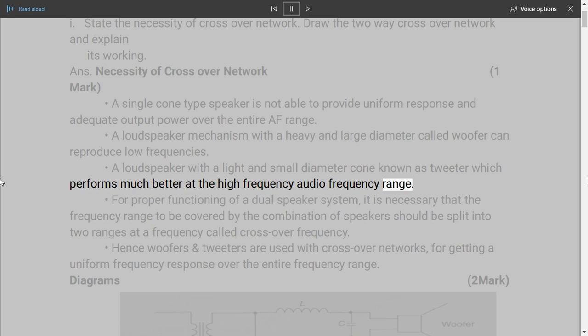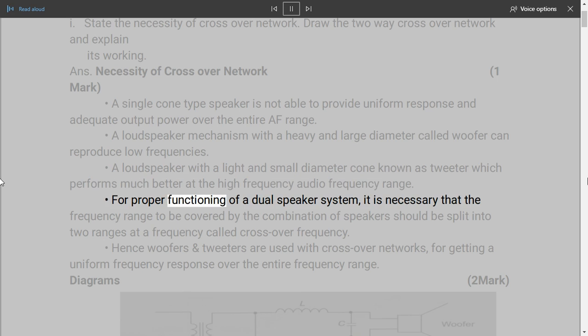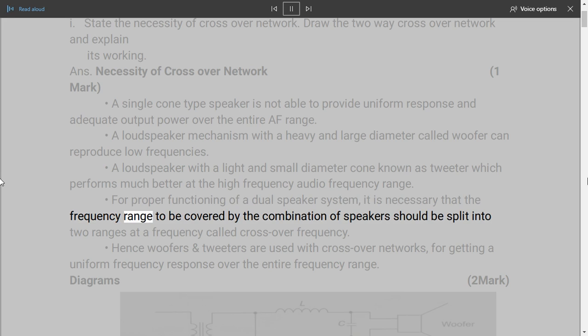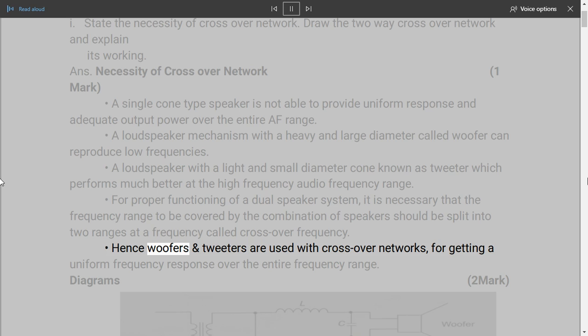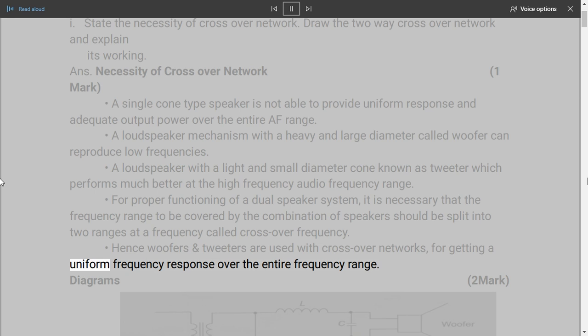frequency range. For proper functioning of a dual speaker system, it is necessary that the frequency range to be covered by the combination of speakers should be split into 2 ranges at a frequency called the crossover frequency. Hence woofers and tweeters are used with crossover networks, for getting a uniform frequency response over the entire frequency range. Diagrams, 2 marks.